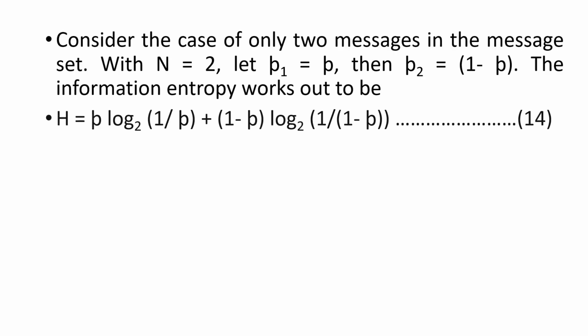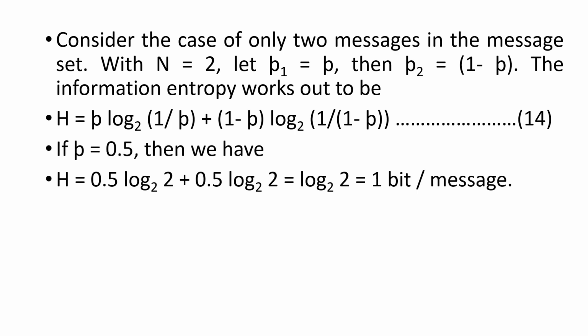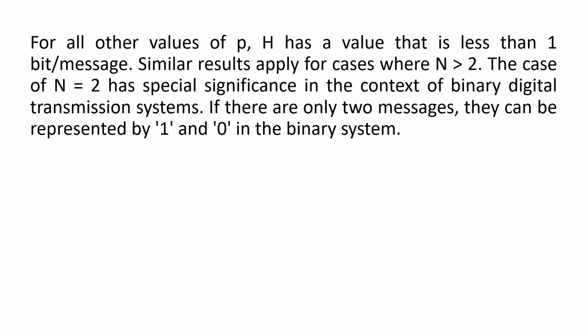Let us consider the case of only two messages in the message set, with n equal to 2. Let P1 equal to P, then P2 equal to 1 minus P. The information entropy works out to be H equal to P log 2 1 by P plus 1 minus P log 2 1 by 1 minus P. If P equal to 0.5, then we have H equal to 1 bit per message. For all other values of P, H has a value that is less than 1 bit per message. Similar results apply for cases where n is greater than 2.